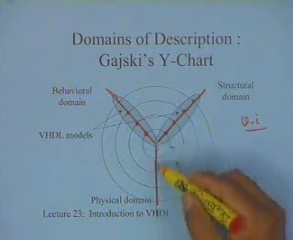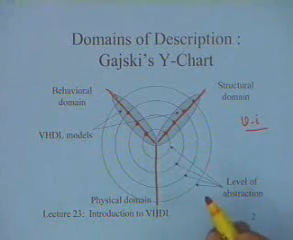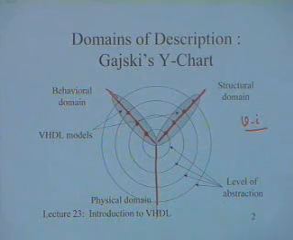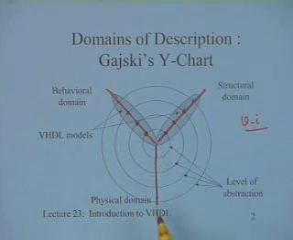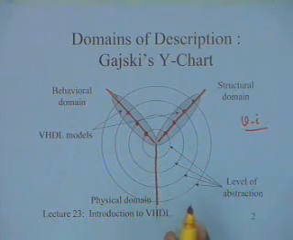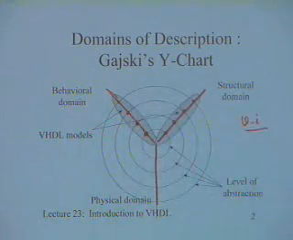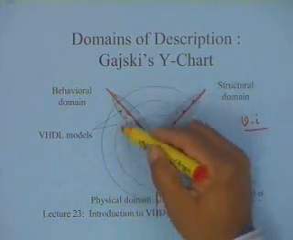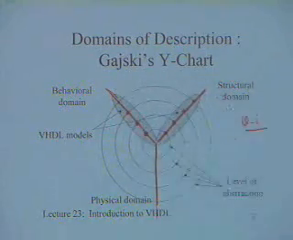At the physical domain, again, one could talk in terms of how the circuit is laid out at the lowest level, the circuit is laid out at a higher level, and so on. So that's the physical domain. Typically, in this course, we primarily deal only with the behavioral and structural domains, and VHDL as a language only deals with these domains of description.